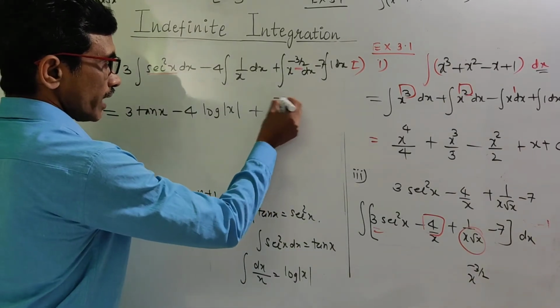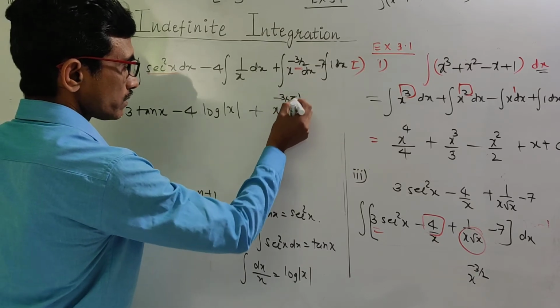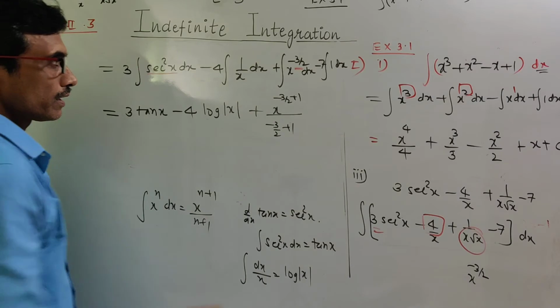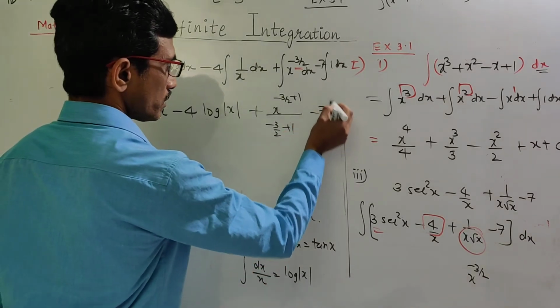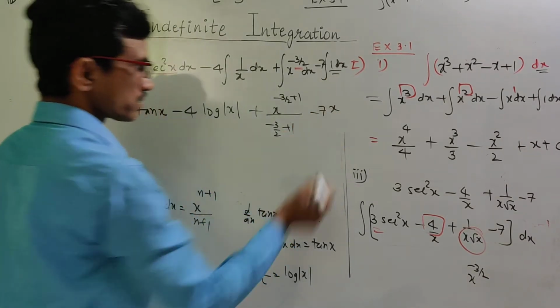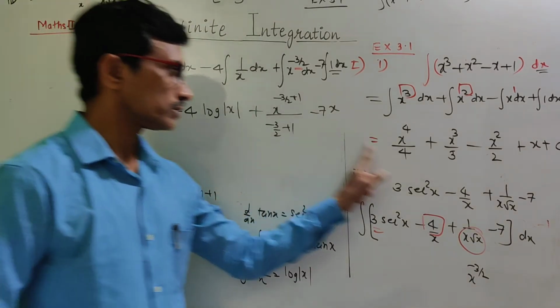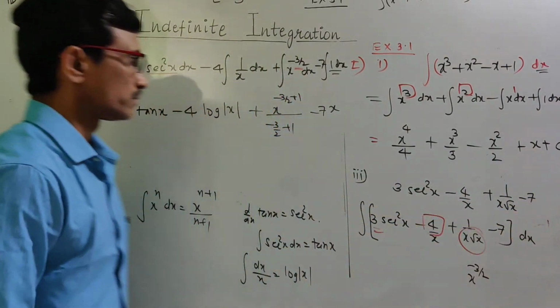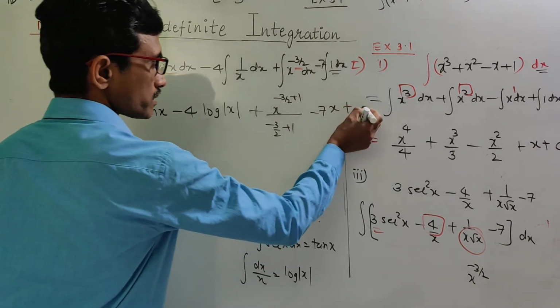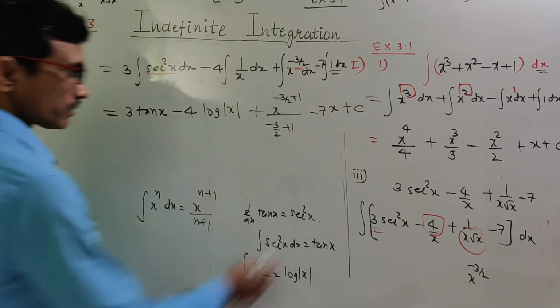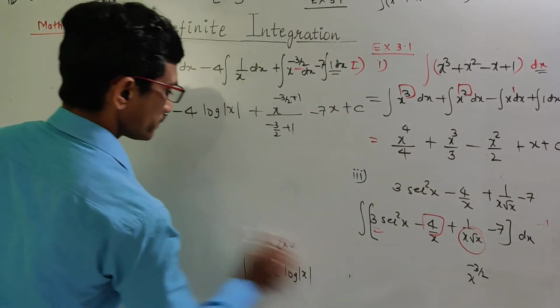So x raised to power minus 3 by 2 plus 1 upon minus 3 by 2 plus 1, and minus 7 into integral dx is x. अब ये सबका मिला के एक ही बार कांस्टेंट लिखना है हमको, जैसे यहाँ पे लिखा हमने. So constant of integration c once we will write, एक ही बार लिखना है आपको. So constant of integration we wrote 1 c.